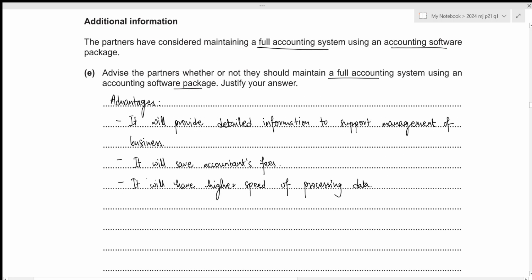Alright, now we need to move towards the disadvantages of using an accounting software package. The very first thing we need to consider is the cost of the computer equipment that will be required and the cost of the accounting software package. So there will be additional cost of computer equipment and the accounting software.